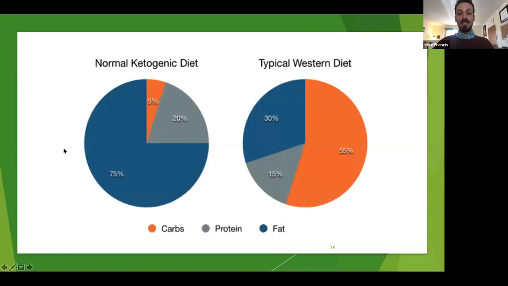And so what this does is it allows your body to start tapping into your own fat stores and burn those as energy. Whereas if you have carbohydrates circulating in your bloodstream, it will first, you know, if you eat a cookie, your body's going to use that cookie for energy before it starts burning your stomach fat or whatever, right?